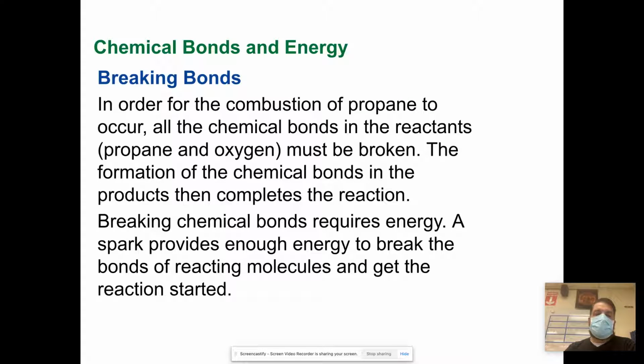The breaking of the bonds. In order for combustion of the propane to occur, all the chemical bonds in the reactants, propane and oxygen, must be broken. The formation of the chemical bonds in the products then completes the reaction. Breaking chemical bonds requires energy. A spark provides enough energy to break the bonds of reacting molecules to get the reaction started.